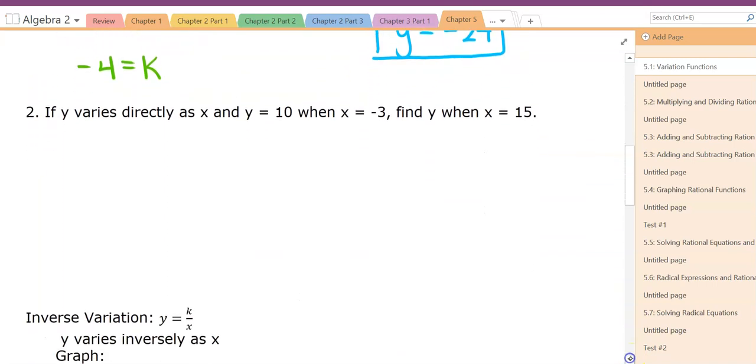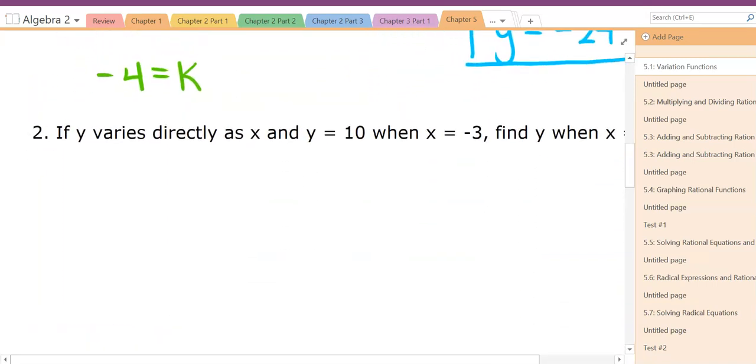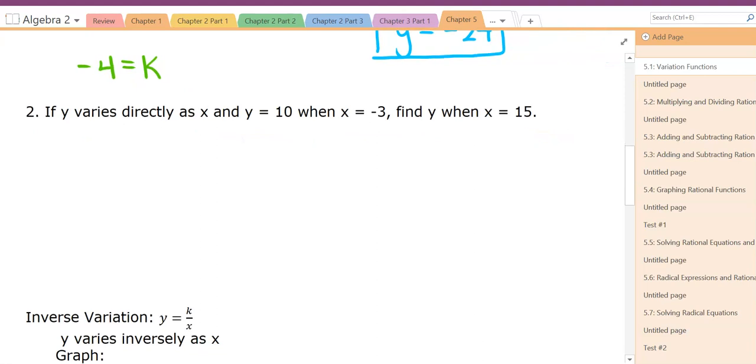Okay, so why don't you guys give this one a try. Go ahead and pause the video, and then when you're ready for me to walk it through with you, go ahead and hit play.